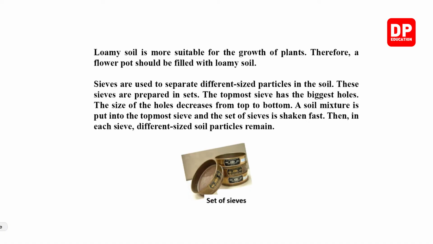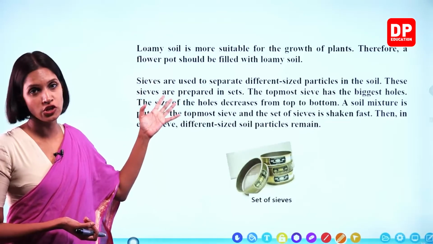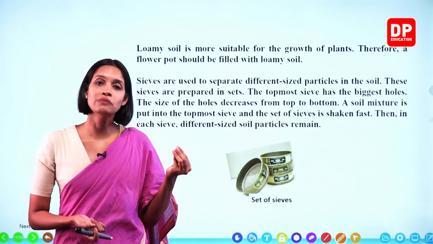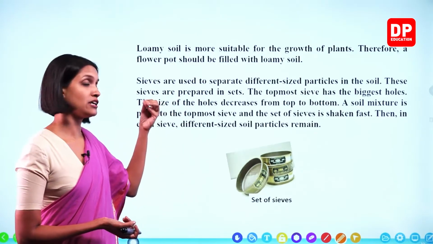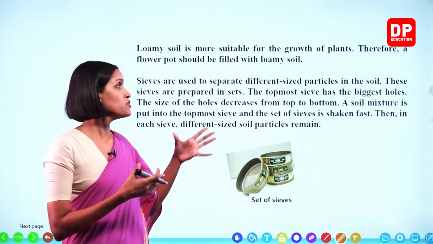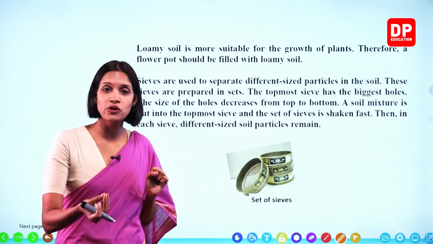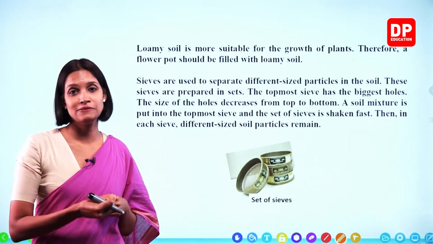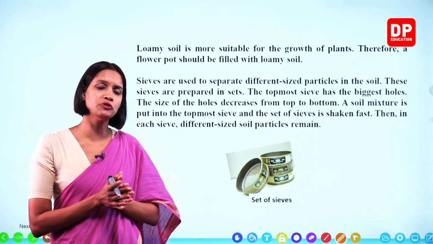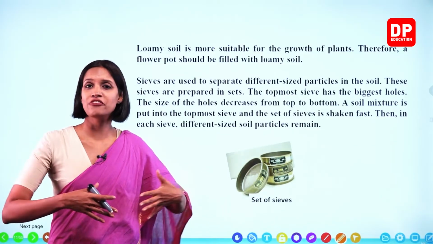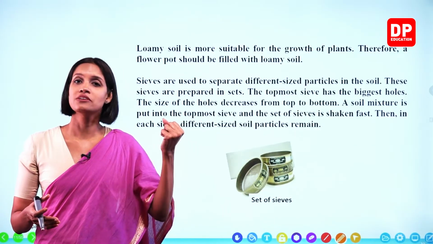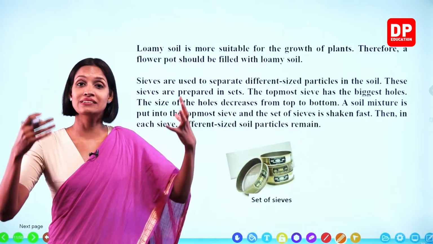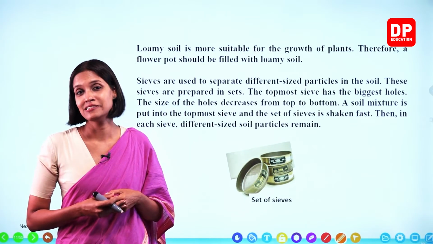Loamy soil is more suitable for the growth of plants. Therefore, a flower pot should be filled with loamy soil. Loamy soil is normally, you must have seen, like if you go to a forest, you will see the soil is always black in color. The color of the soil, even if you look at a flower bed, the soil is darker in color. Soil under a tree is darker in color.